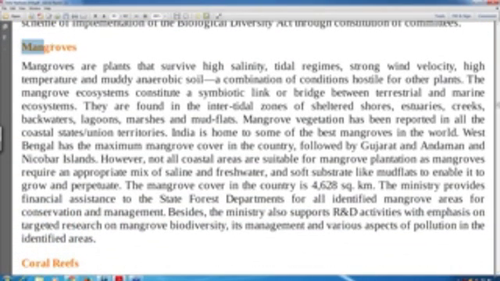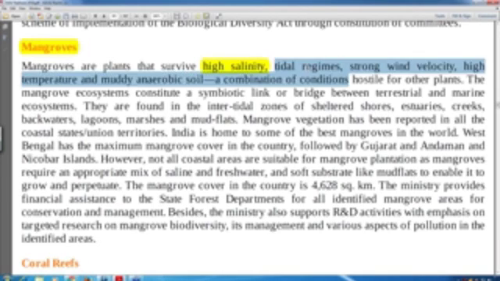Next, mangroves. Every line in this paragraph can be a question. See this. Mangroves are plants that survive high salinity, right? Why? Because these are near the coast. Tidal regimes, high tide, low tide, anything, they can actually survive. Strong wind velocity. They can withstand strong wind velocity. This is the reason why most of the people say that in the entire coast you should go for mangrove construction so that the cyclones and their impact can be reduced, because they can withstand the speed.